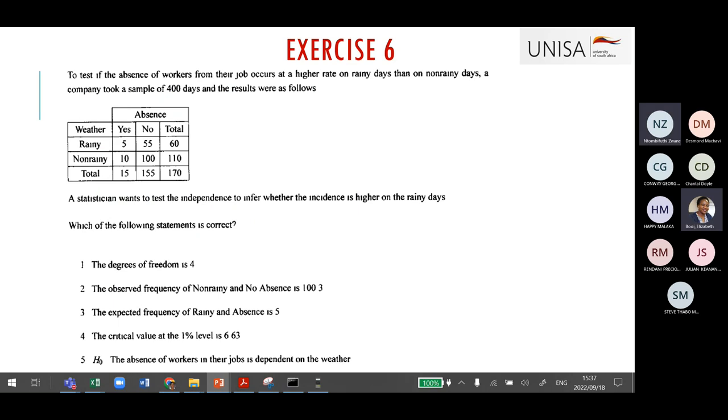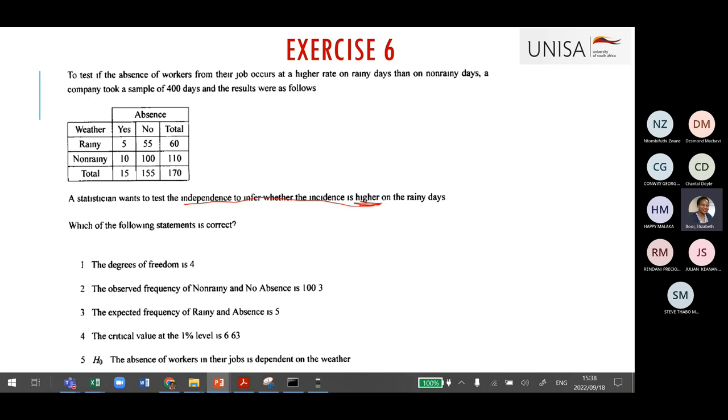Let's go to number six, to test if the absence of workers from their job occurs at a higher rate on rainy days than on non-rainy days. A company took a sample of 400 days and the results are as follows. So they tested the weather and the absenteeism. A statistician wants to test the independence, or to infer whether the incidence is higher on rainy days. So this is a contingency test.